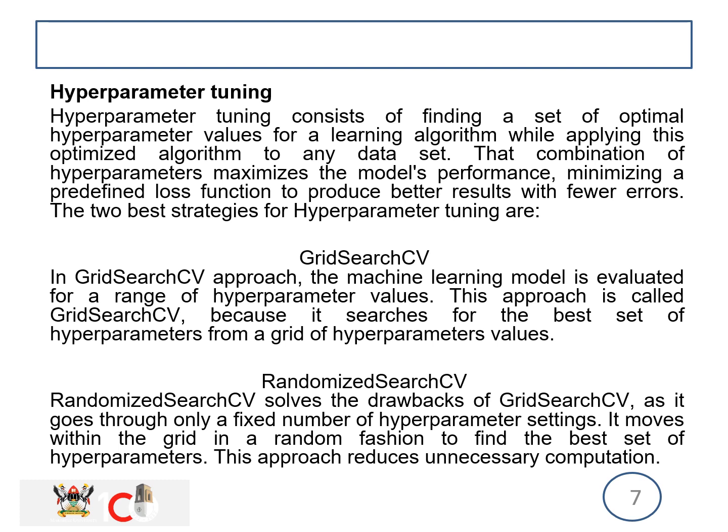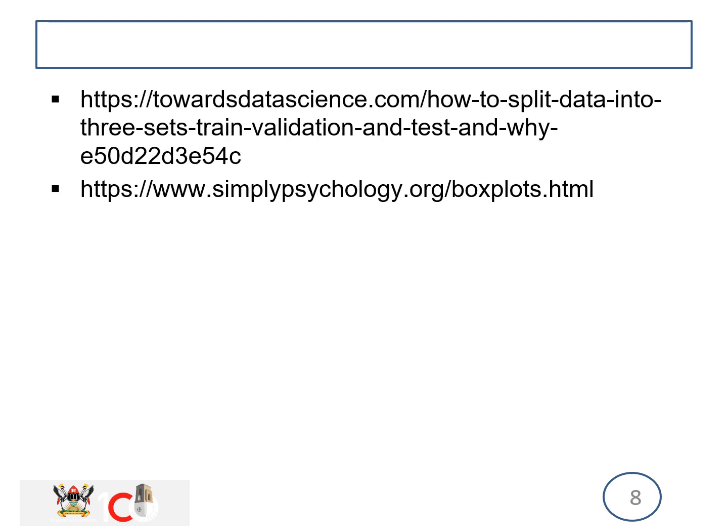We have the randomized search CV. This one solves the drawbacks of grid search CV as it goes through only a fixed number of hyperparameter settings. It moves within the grid in a random fashion to find the best set of hyperparameters. This approach reduces unnecessary computation.